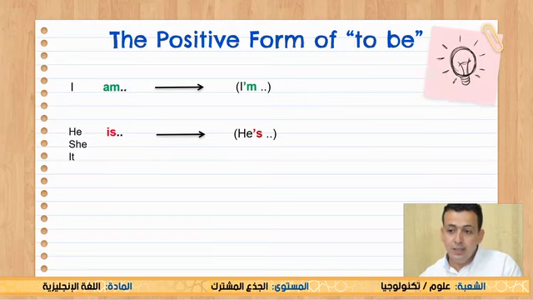Now let's see the next one, which is she. And she refers to a girl or a woman. Only one person, of course. This is a human being, of course, okay? So she is. It's like he. These three are similar, of course. They take is. So she is. And we shorten it, and it becomes she's.